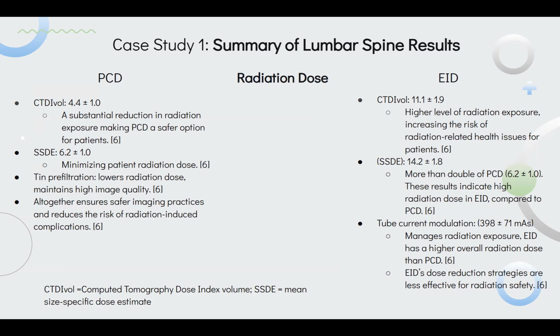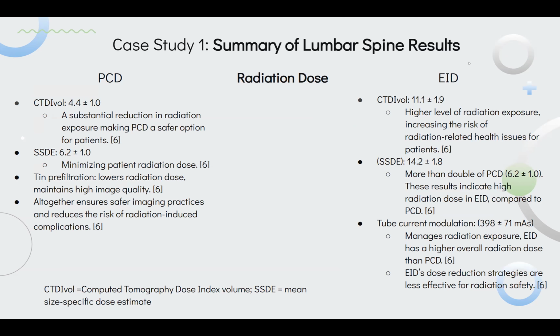And here's just a summary of the lumbar spine results in terms of radiation dose. Briefly, CTDI volume, which stands for computed tomography dose index volume, had a value of 4.4 plus or minus 1, which shows a substantial reduction in radiation exposure, making PCD a safer option for patients. And for SSDE, which is the mean size-specific dose estimate, PCD received a value of 6.2 plus or minus 1 for the study. That value showed a minimization of patient-specific radiation dose in comparison to EID, which received a value of 14.2 plus or minus 1.8, and that value was more than double that of PCD.